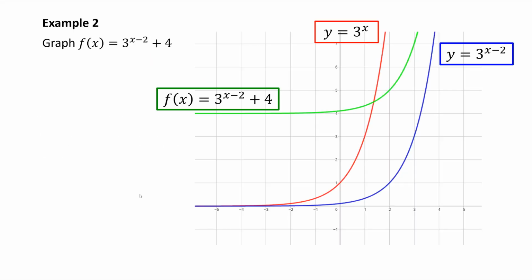Okay, translations for these kinds of functions work exactly the way they did for any other kind of function. If you have the function y equals 3 to the x, that red function right there, and you subtract a positive number from the x part of that function, it will scoot the function to the right 2 spaces. And then if you add something to the whole thing, so 3 raised to the x minus 2 power, plus 4 to the whole thing, that's going to move that function up 4 spaces. So you get the green function.